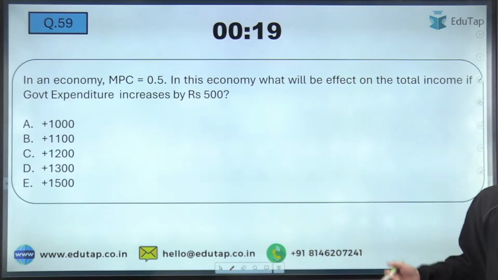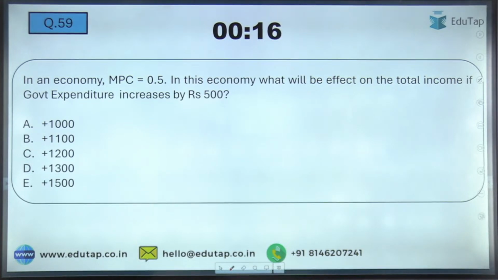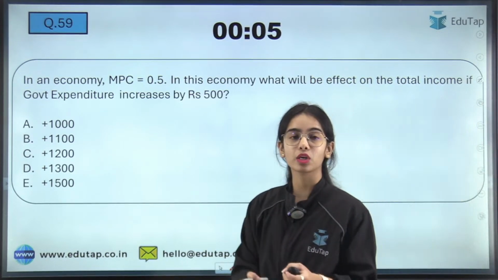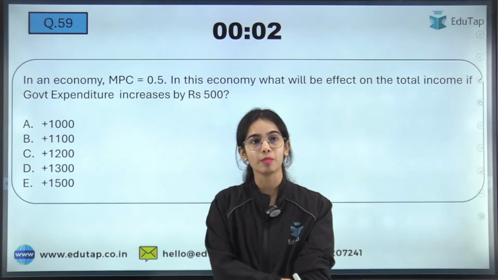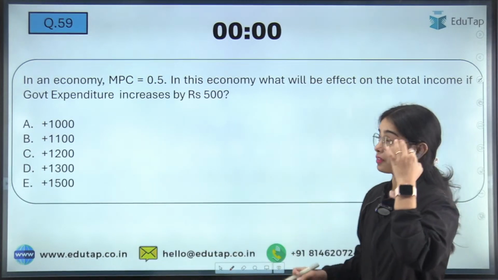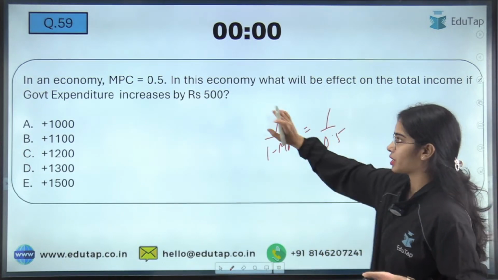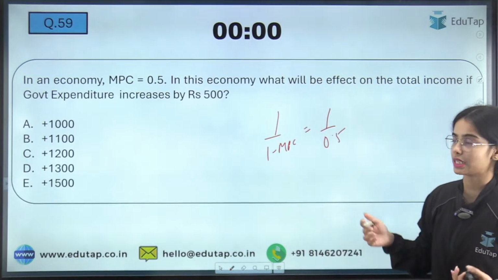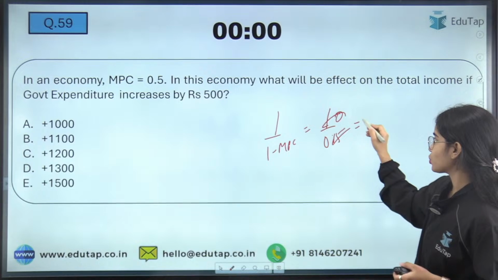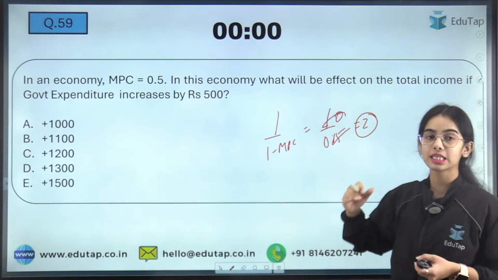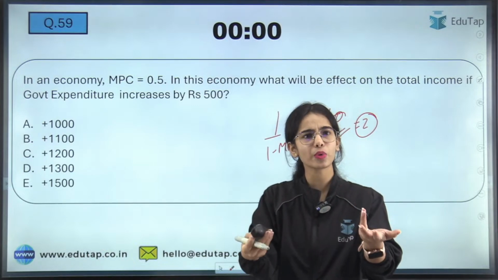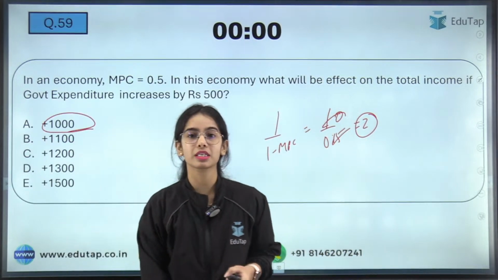Coming to the next question. Try to answer this question. In an economy, the MPC is equal to 0.5. What will be the effect on the total income if government expenditure increases by rupees 500? So 1 upon 1 minus MPC is equal to 1 upon 0.5, because MPC is 0.5, so first of all the multiplier is 2. If the government expenditure is increasing by 500, the income will increase twice, that is by 1000. Simple. The income is increasing by 1000.